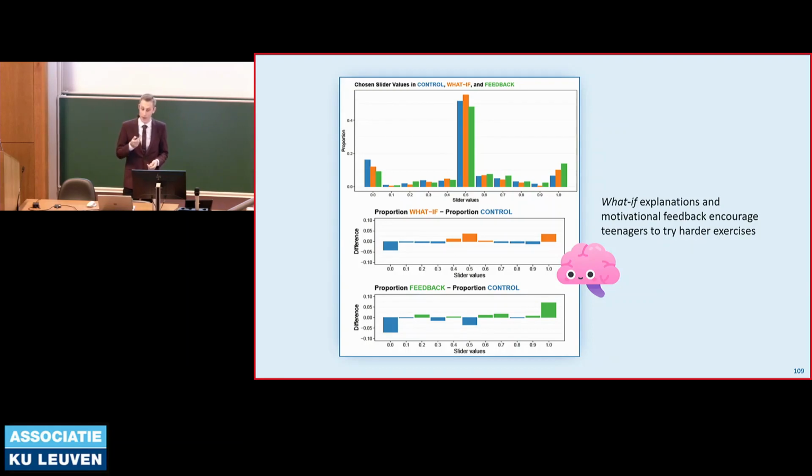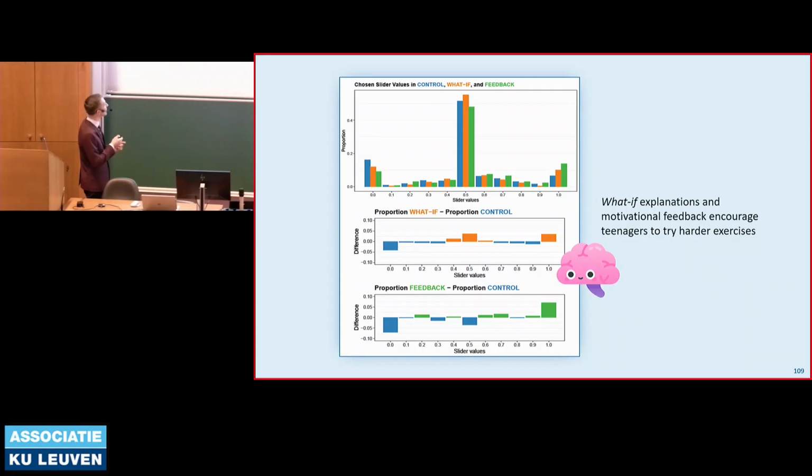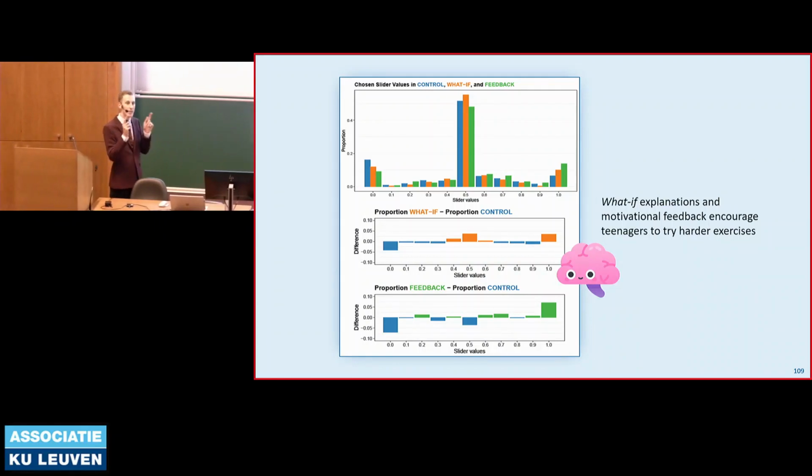There was something that we did find. We did find differences in how these teenagers were using the slider. So this is a bar chart, and it's just showing the different slider values, you know, from very easy to very hard. And the bars just show how many times they were chosen. What was interesting was the differences between the groups, so the control group, the what-if group, and the feedback group. The differences are a bit hard to see here, but so I plotted them here in these other visualizations.